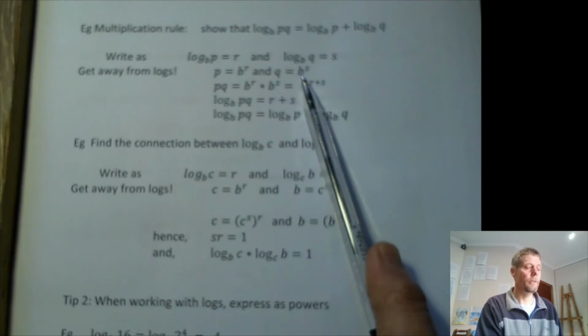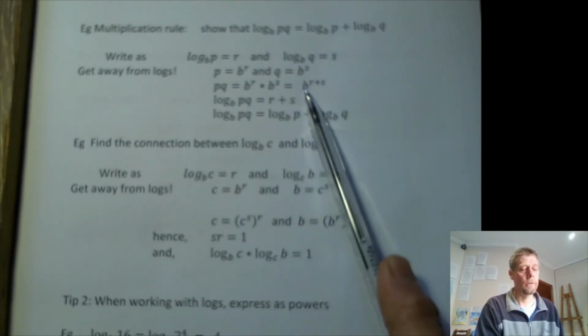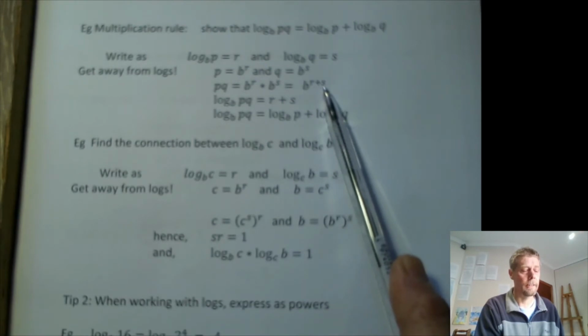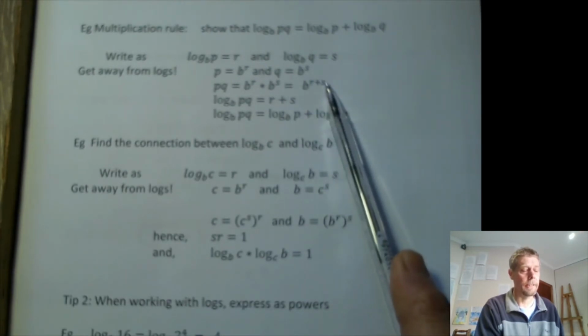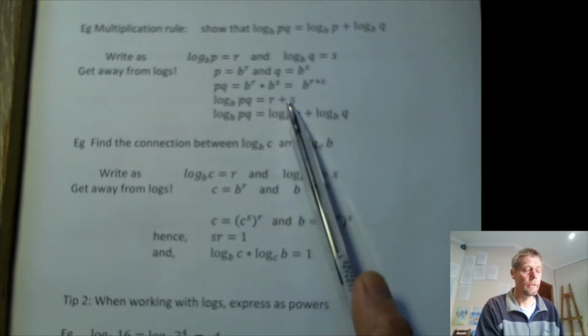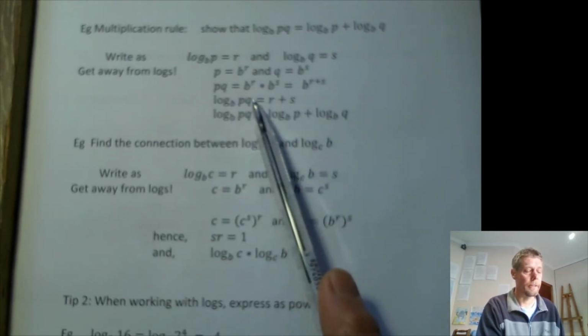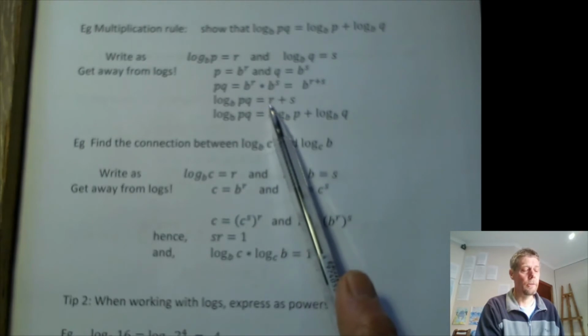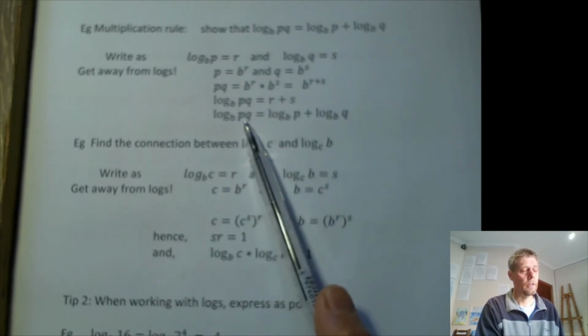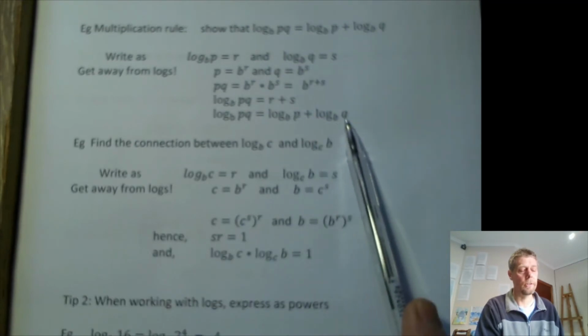So what is pq now? Well, pq equals b to the r times b to the s, which is equal to b to the r plus s. See there, now we're already adding r plus s. And if we take logs on both sides, we've got log of pq equals just r plus s. See how the b's swivel down to the bottom here. Okay, so log of pq equals r plus s. So log of pq equals, well, r is log p and s is log q. And we've just proved our proof.